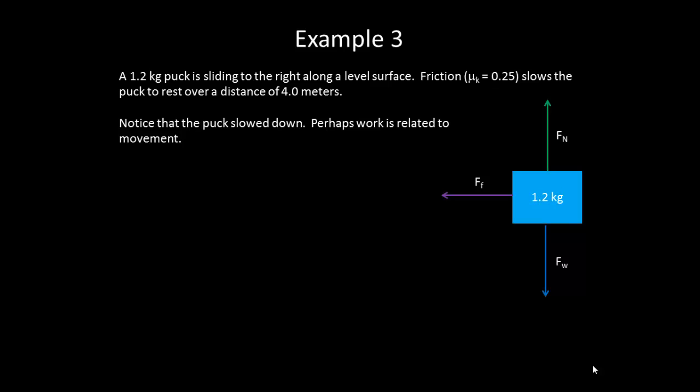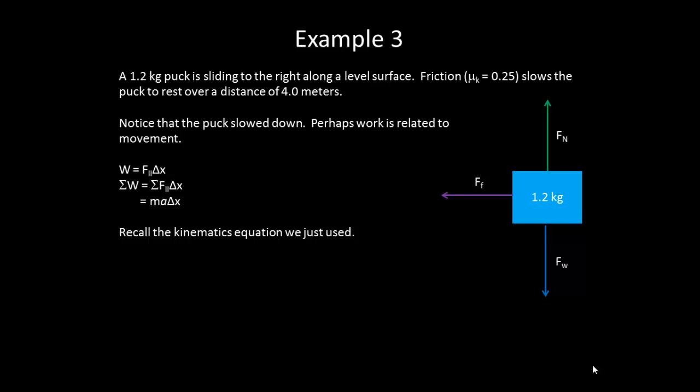Notice that the puck slowed down. Perhaps work is related to this movement. Let's come back to work and think about how this might come into play. Well, we know that the work is equal to force parallel times the displacement. Turns out we can also think about this in terms of the total work. So the total work will be equal to the sum of the forces parallel to the displacement times the displacement. This will also be equal to mass times acceleration times displacement.